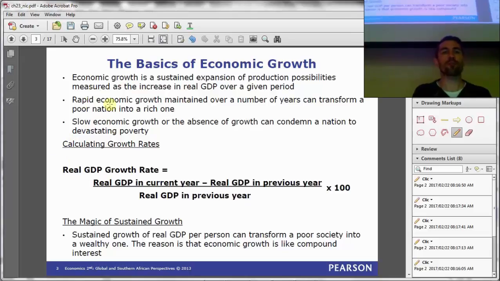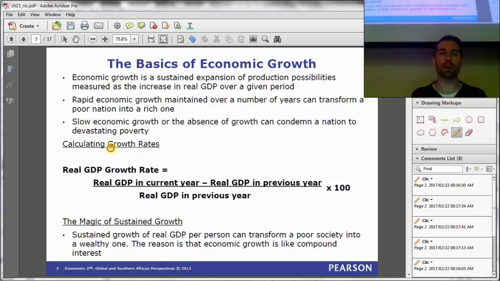So if we have rapid economic growth over a number of years, in other words, our GDP increasing consistently, we're likely to transform our nation from a poor nation to a rich nation. Being a rich nation is a summary for saying one in which our standard of living is better. The opposite, obviously, if you've got slow growth, then you're going to be doing the reverse.